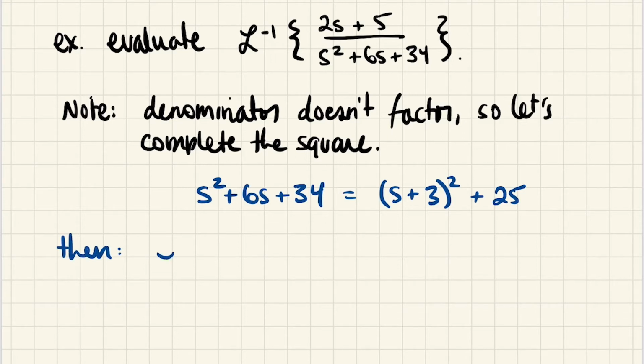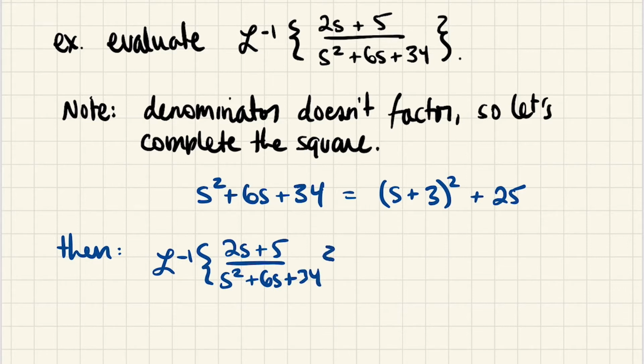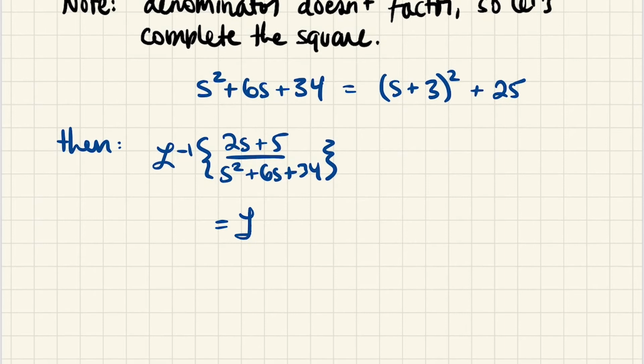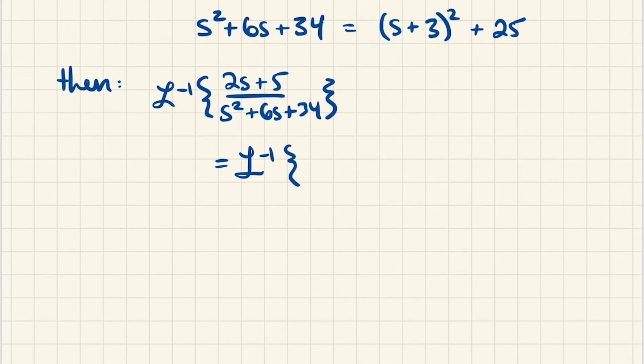Okay, so what we're after is the inverse Laplace transform of (2s plus 5) over (s squared plus 6s plus 34). And we now know that that's equal to the inverse Laplace transform of (2s plus 5) over ((s plus 3) squared plus 25). Okay, great. We just need to deal with that numerator.